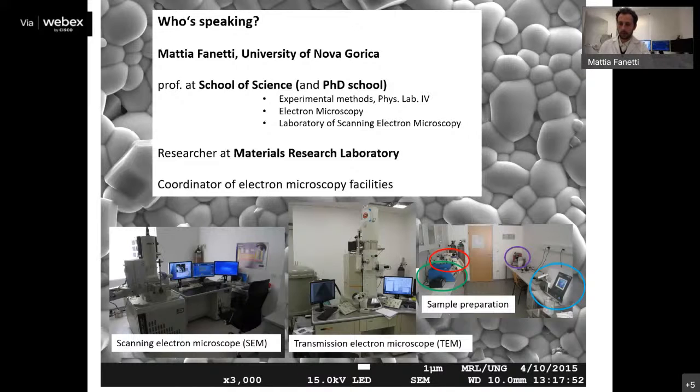I'm also a researcher at the Materials Research Laboratory. The head is Professor Ballant. I'm also in charge of coordinating the electron microscopy facilities. In particular, we have here at the university a scanning electron microscope, which is the one that you see behind me. And at this moment, I'm in the scanning electron microscopy lab. Then we have also a transmission electron microscope and a sample preparation facility room. But today I will only speak to you about scanning electron microscopy.